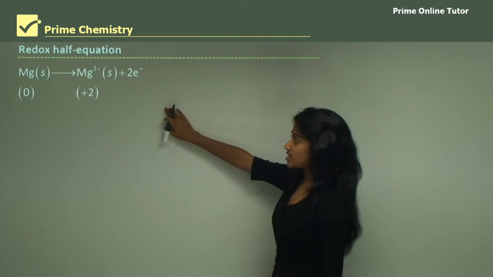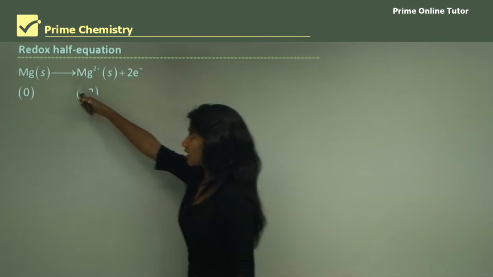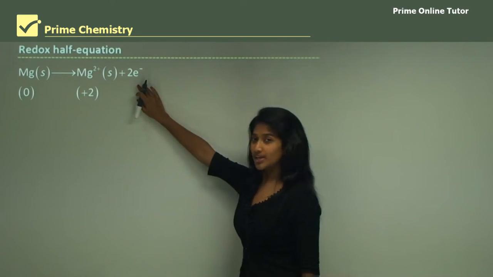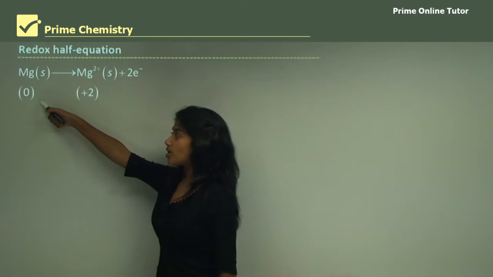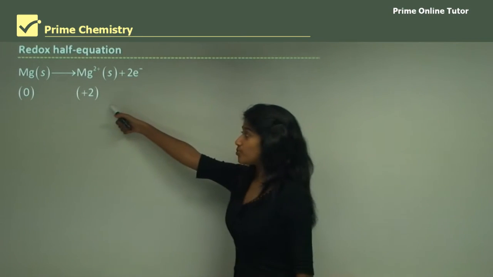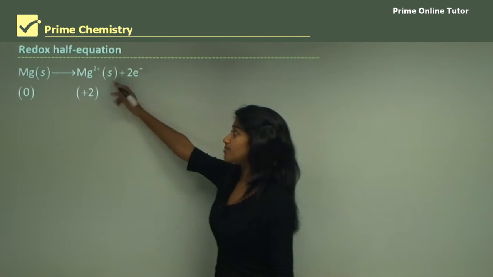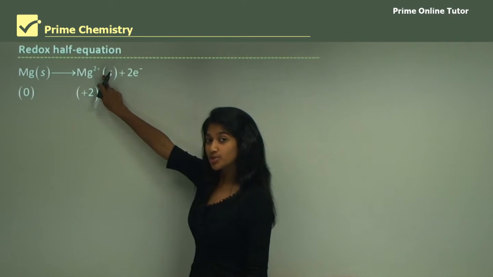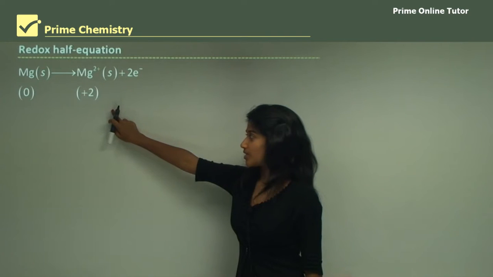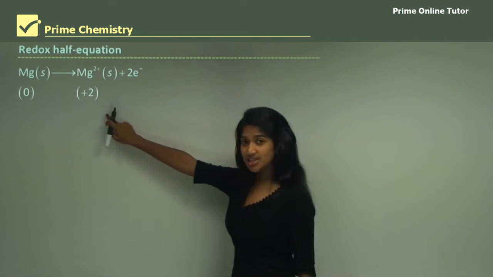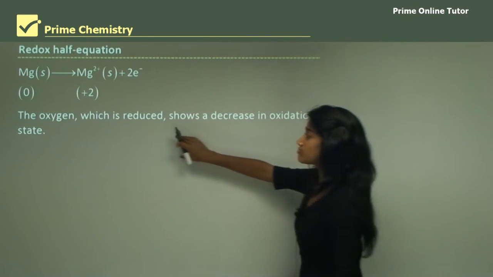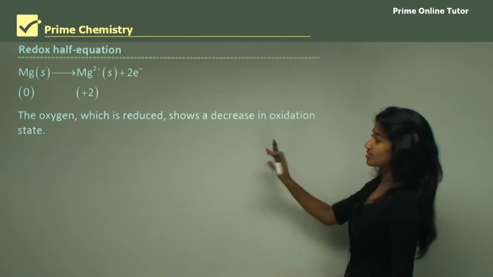Now let's look at this. We have magnesium going into magnesium ions, and in this process it would be losing 2 electrons. The oxidation state of an elemental metal is 0, and when it loses electrons, it becomes an ion with a +2 charge, which means its oxidation state is +2. So we can see an increase in oxidation state. So what does that mean? The oxygen, which is reduced, shows a decrease in oxidation state.